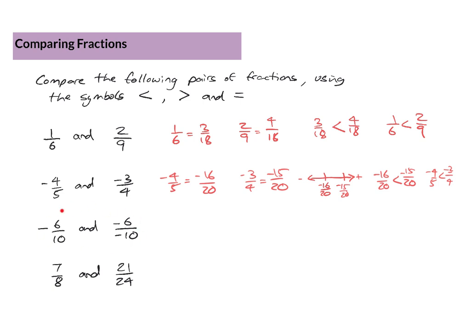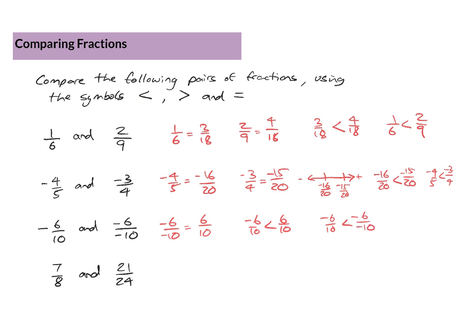Okay, the next one. We've got negatives here, but if you look at it, we don't need to worry about the common denominators. What have we got here? We've got minus 6 over 10, that's fine. And we've got minus 6 over minus 10. Well, that's a negative over a negative. Negative divided by a negative is positive. So actually, that fraction is just equal to 6 over 10. And 6 over 10 is clearly larger than minus 6 over 10. So minus 6 over 10 is less than 6 over 10. They're basically either side of the 0 on the number line. So therefore, minus 6 over 10 is less than minus 6 over minus 10.